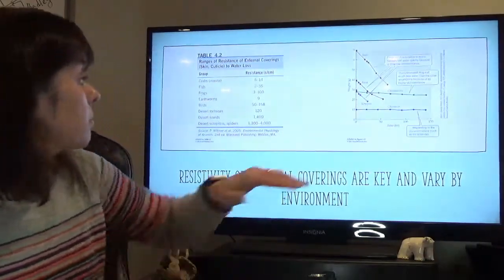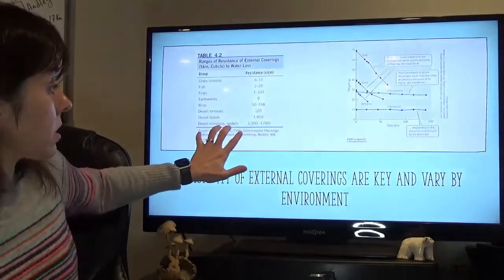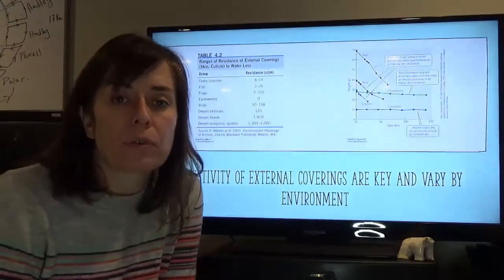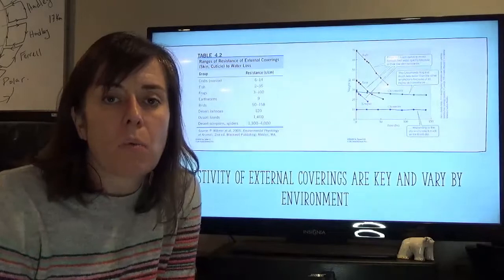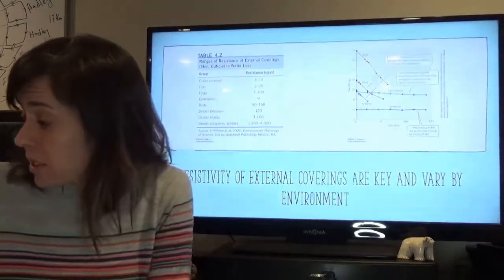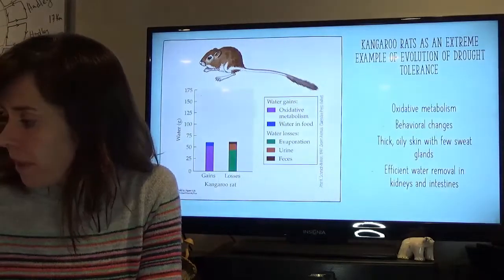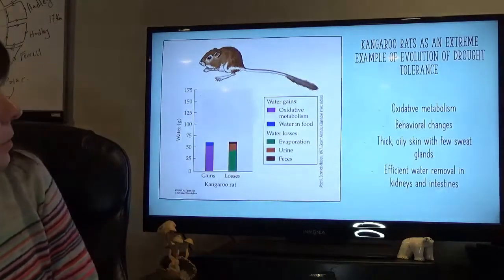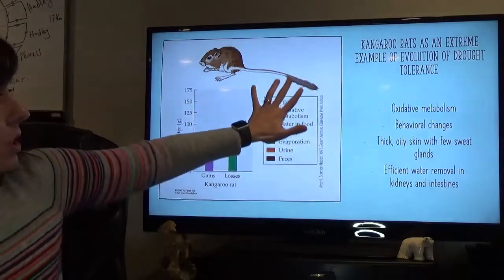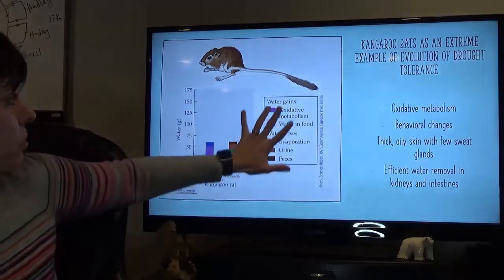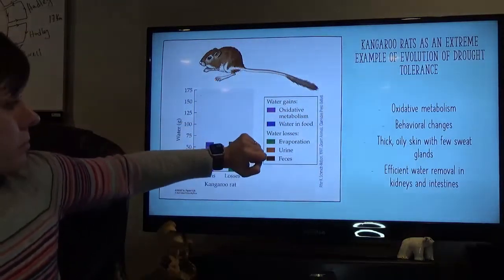But when we're talking about desert conditions, it's really important for those taxa to minimize water loss in these incredibly dry environments. Okay, and these kangaroo rats are an extreme example of evolution of drought tolerance. So they're just able to cope with dry conditions.